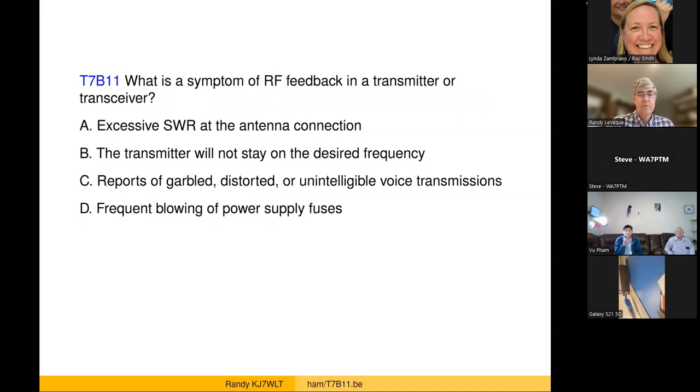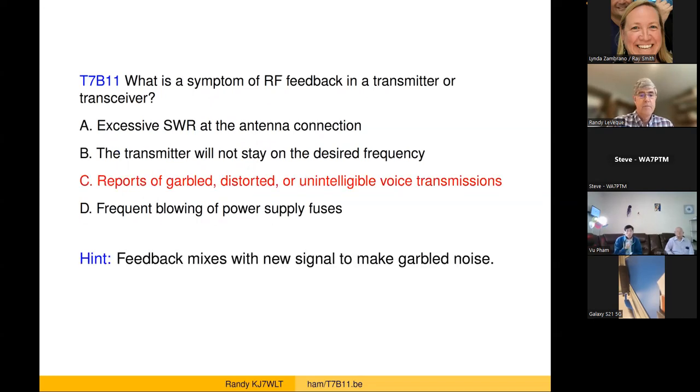What's a symptom of radio frequency feedback in a transmitter or a transceiver? Well, if you're getting feedback, that means that the radio signal you're trying to send out is getting some noise coming back that's distorting or making garbled the transmission that you're trying to make. So you can think of the feedback as sort of mixing the new signal with the feedback, and it's creating something that's garbled. And so you might get reports that your audio sounds garbled or distorted or unintelligible. So any of these are the sort of thing that someone listening to you might report if you're getting feedback.